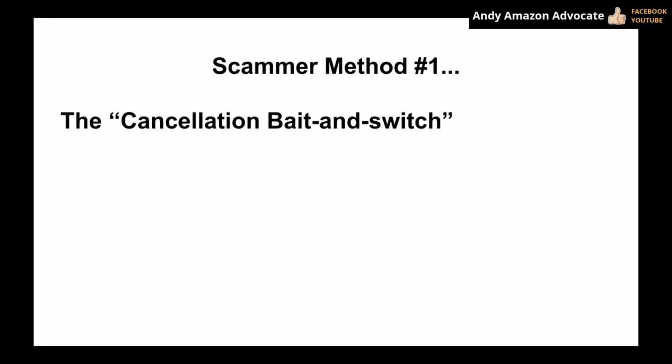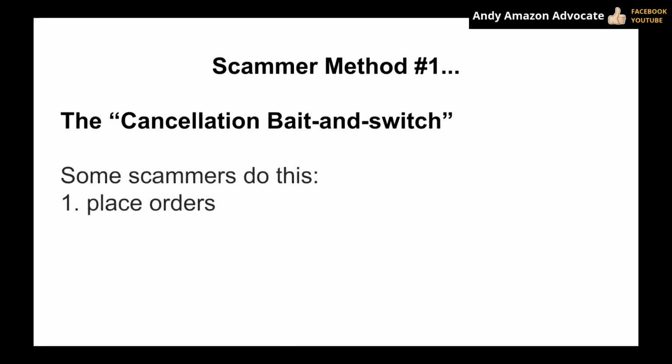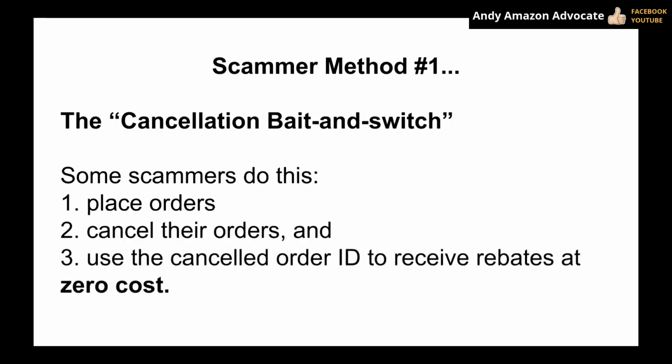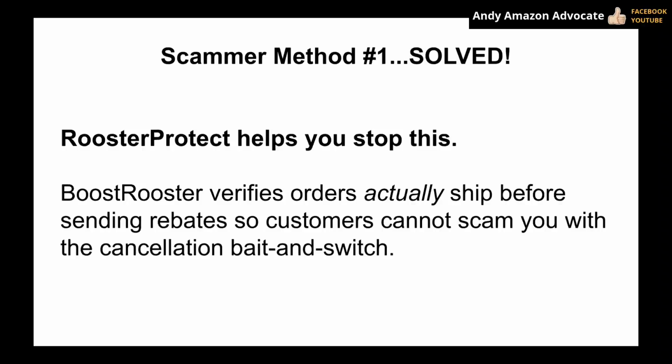This is a scamming method that's commonly used. You guys that do PayPal rebates might be familiar with this. It's called the cancellation bait and switch. What the scammer will do is they'll place an order through your rebate campaign, then they'll cancel their order. Even though they've canceled, they still have an order ID, and they'll use that to verify that it's a real order. And then you'll issue a rebate to somebody who didn't even receive their product.